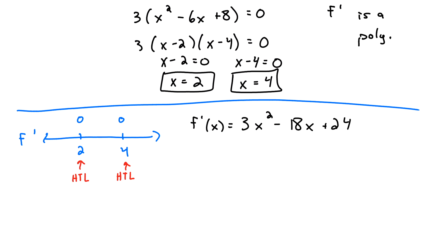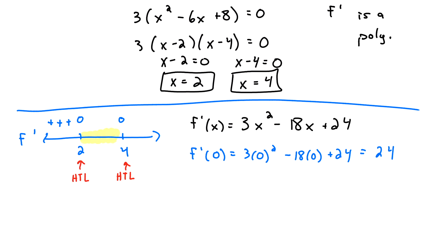So first I need a number on the left-hand side of x equals 2. So I'm going to work with 0 just because it makes our work a little bit easier. F prime of 0 is going to be 3 times 0 squared minus 18 times 0 plus 24. This should give me 0 minus 0 plus 24, which would be a positive 24 here. So f prime, my derivative, is positive, it's increasing.